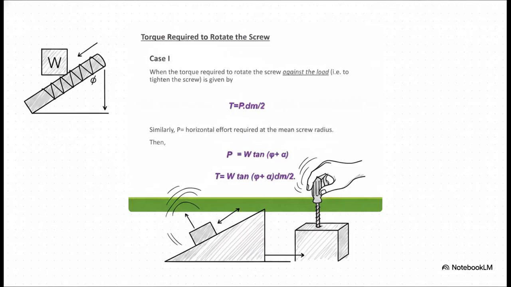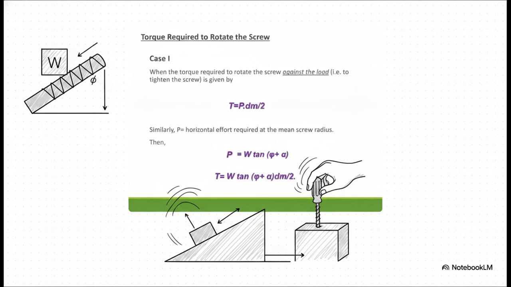All right, let's look at case 1, the torque required to rotate the screw against the load to tighten it. The formula is T equals W times the tangent of (phi plus alpha) multiplied by dm over 2. Now, don't let the math scare you away. Think back to our wrapped ramp. W is simply the heavy load you're trying to push. Alpha is the angle of our thread, how steep the ramp is. And phi, that's the friction angle.